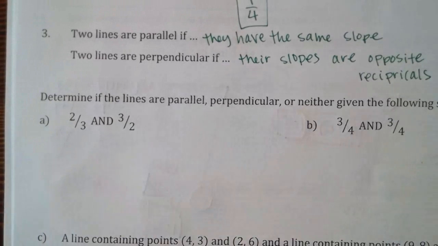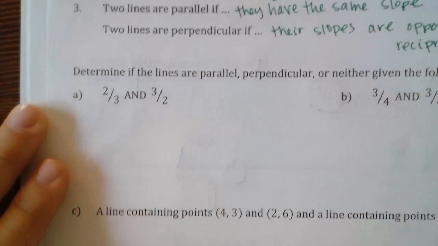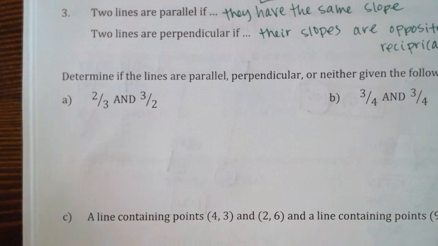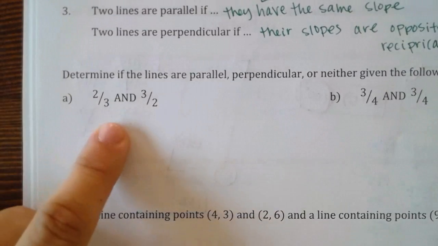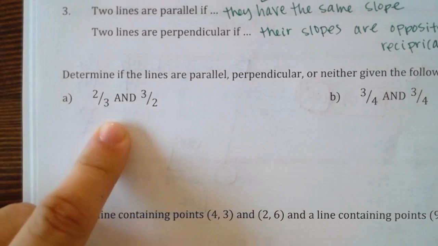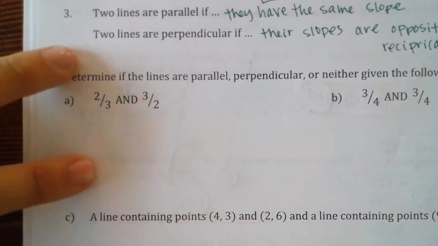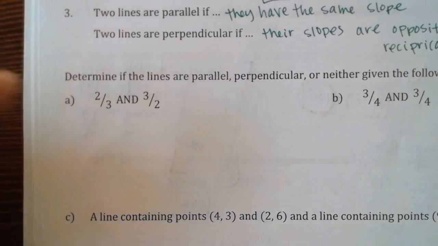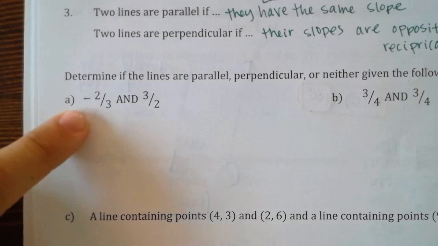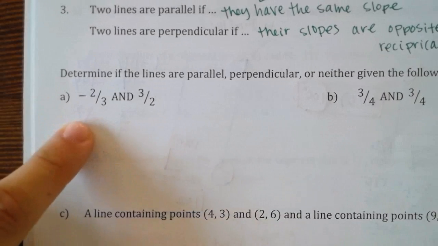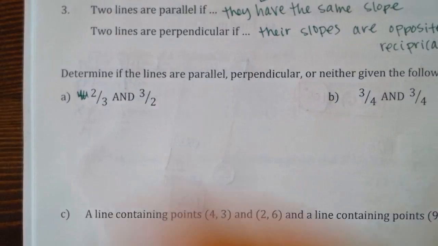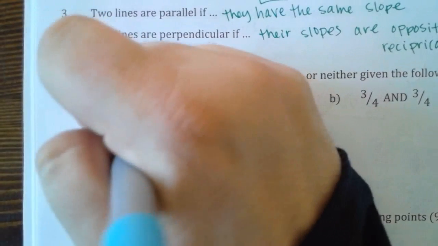So, reciprocal means the flip. If I'm looking at part A, is 2/3 and 3/2, are they parallel, perpendicular, or neither? Well, they're not exactly the same, so they're not parallel. For perpendicular, they have to be flipped, which they are, but are they opposite? No, one of them would have to be negative, right? So these would be neither, because they're not parallel and they're not perpendicular.